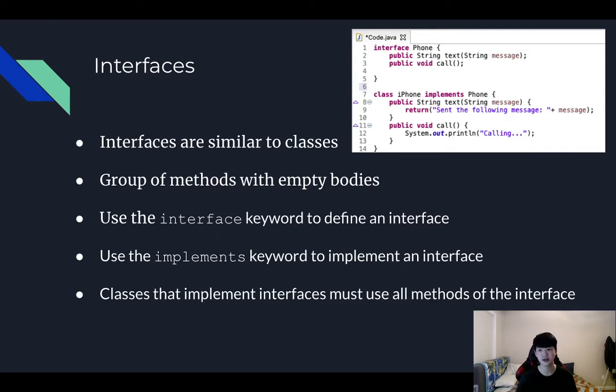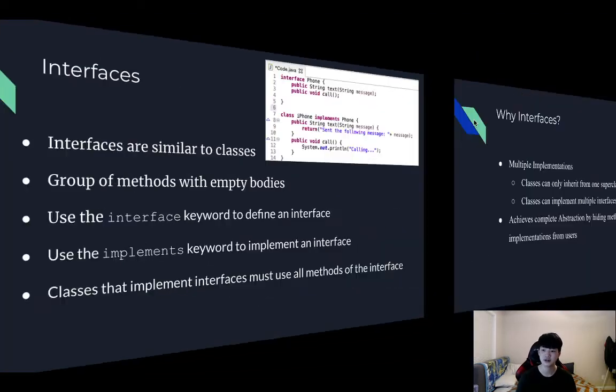So you can see here I overrode the text method, and I overrode the call method, and I used both of them inside my iPhone class. These are just instance methods, and you can see they're the same methods as the ones in my interface. So if I'm going to implement an interface, I need to use all the methods within the interface in the class that I'll be implementing the interface in.